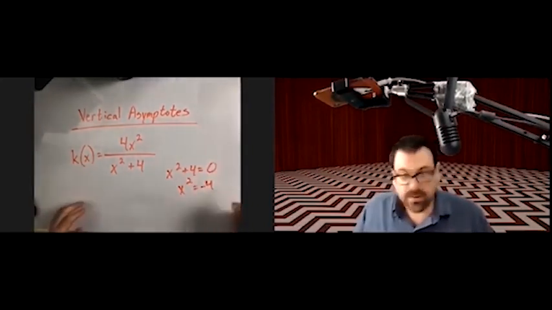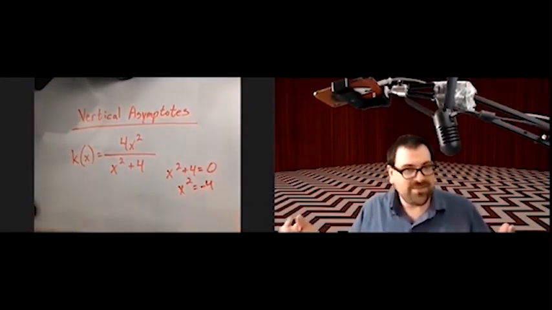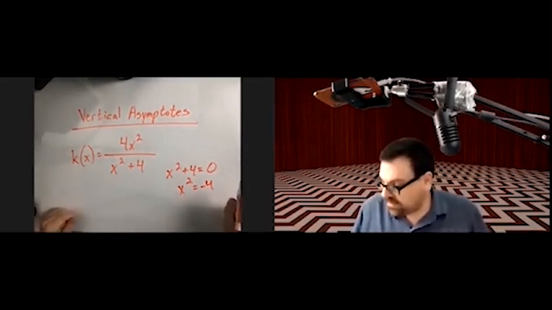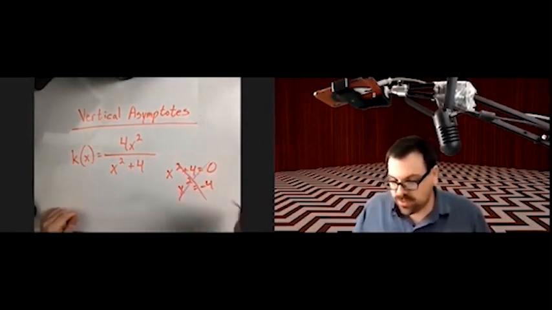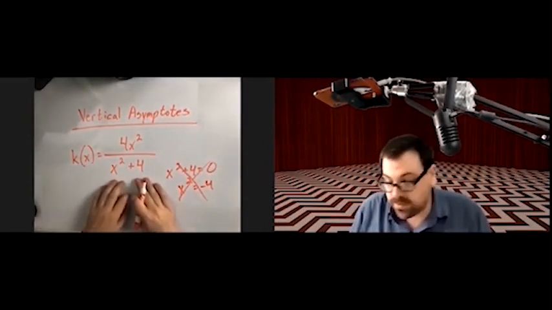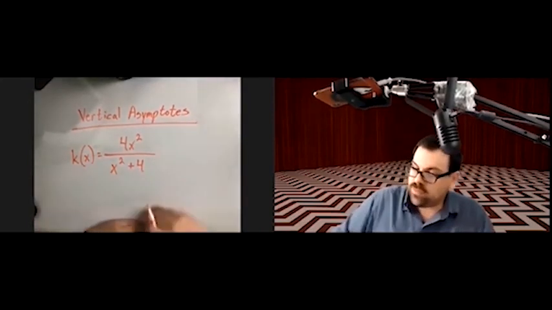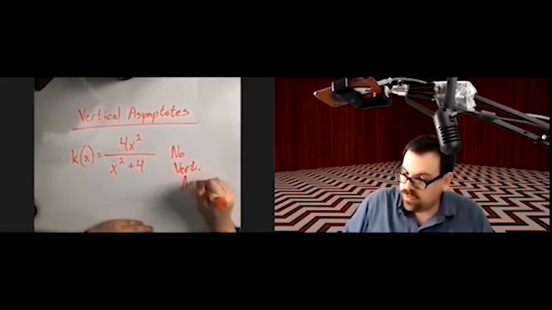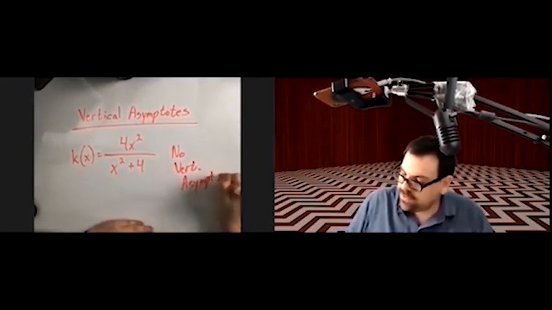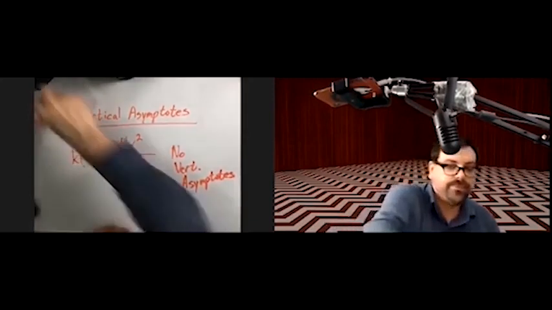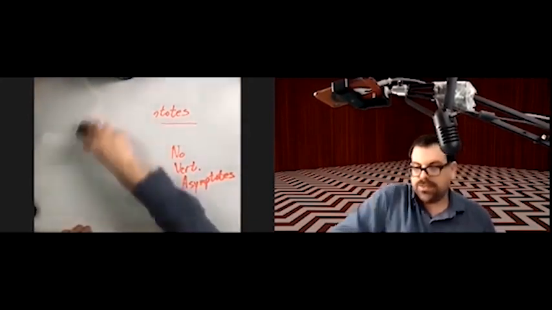And when we're graphing, asymptotes have to be real numbers for us to be able to find them and put them on the graph. So this has no solution, which means there are no values that cause the bottom to be 0, which means this one has no vertical asymptotes. None. Okay, let's do one more.